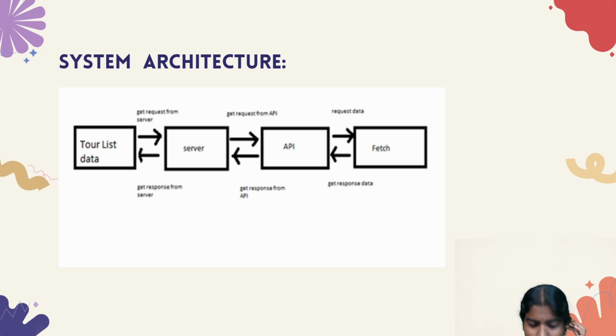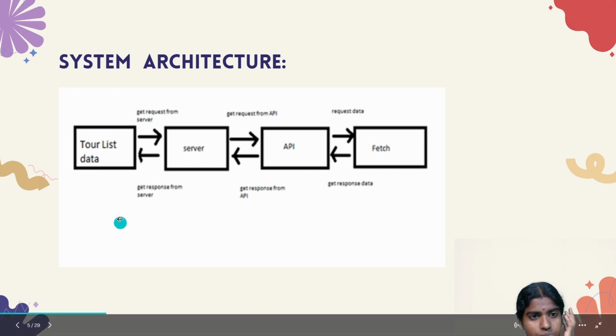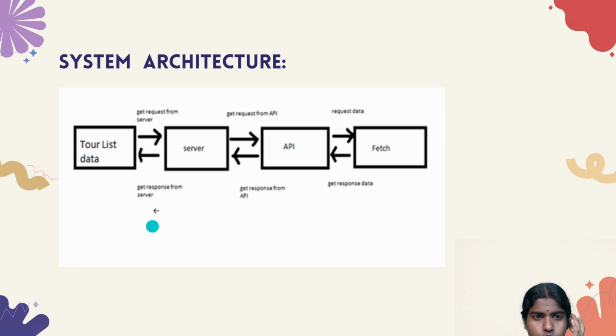When you look at the system architecture, all these are the different blocks present in the system architecture diagram. For example, I have this tour list data: the list of places to visit. I'm going to get the request from the server, a get request from the API. I'm going to fetch the data, request the data, and send the response back to the server.